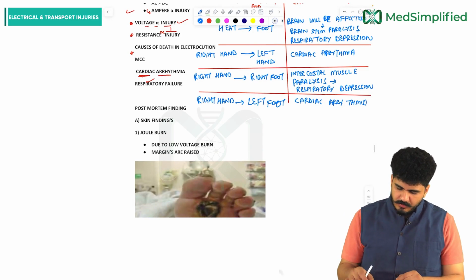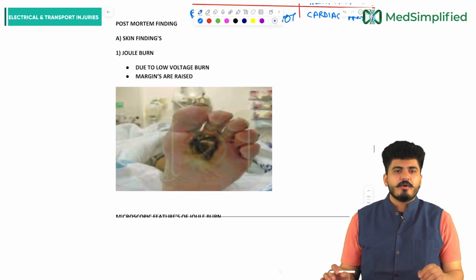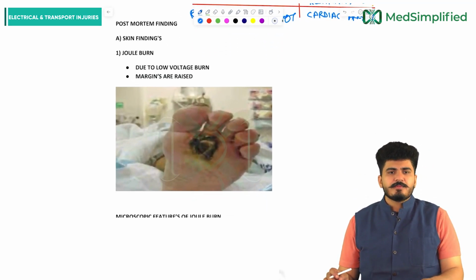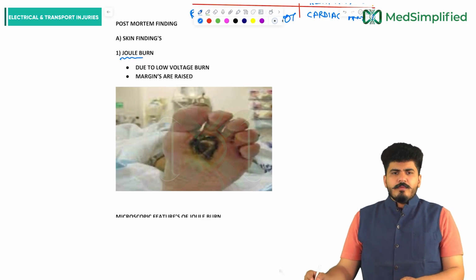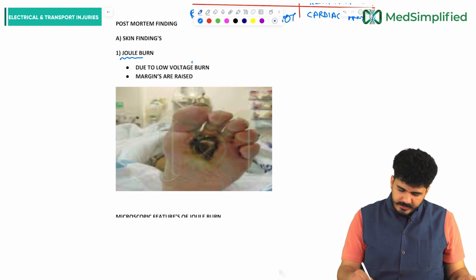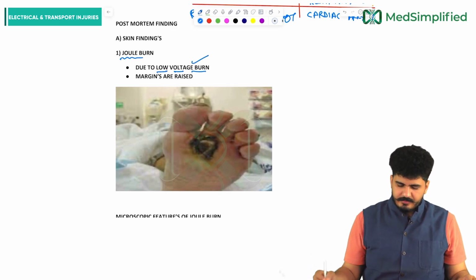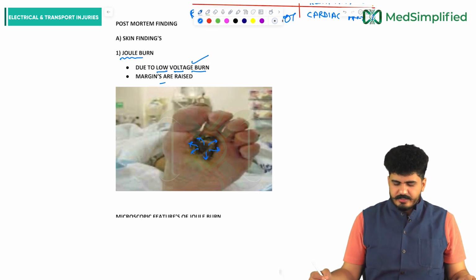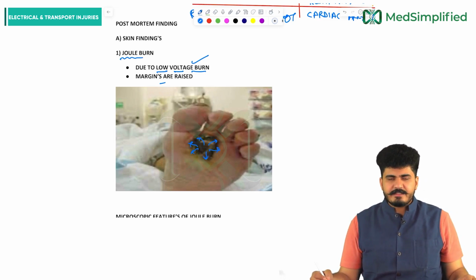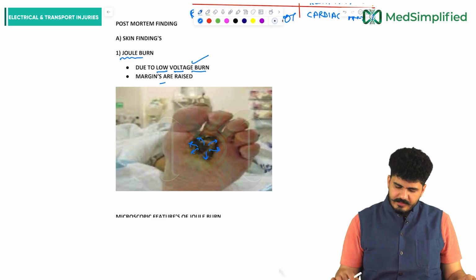Now what are the postmortem findings we can find here? In the skin findings, first we have the joule burn. The joule burn happens due to low voltage, and the margins are raised. You can see here that in the joule burn the margins are raised.